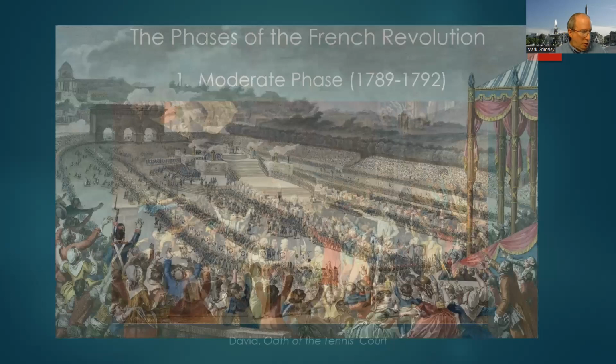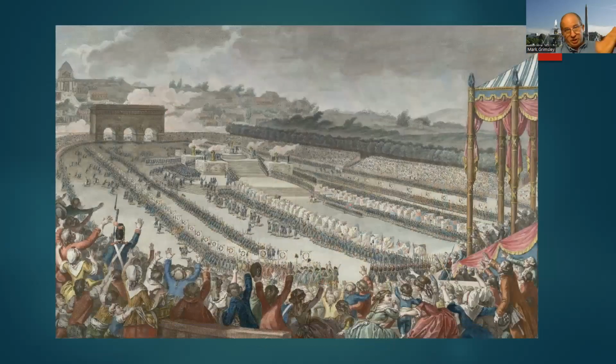Now, it would take too long to discuss all the twists and turns that took place over the next 2 years. But broadly speaking, the revolutionaries sought to create a viable constitutional monarchy like the one that Great Britain had, where the monarch functioned as head of state, but most political power lay in the hands of elected members of parliament. Now, here you see the festivities when this constitutional monarchy was proclaimed on September 3rd, 1791.